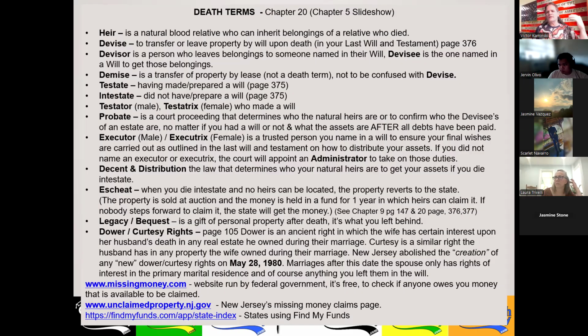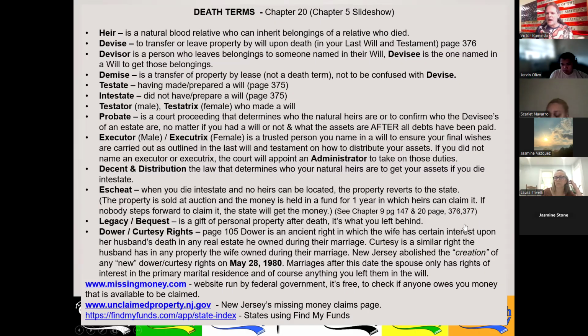Dower is the wife's right because dower begins with a doe, and a doe is a deer, a female deer. That's the woman's right. And courtesy is the husband's right because men should be courteous to women. That's the way I remember them, and it works for me. I don't know if it's going to work for you, but that's the way I remember.